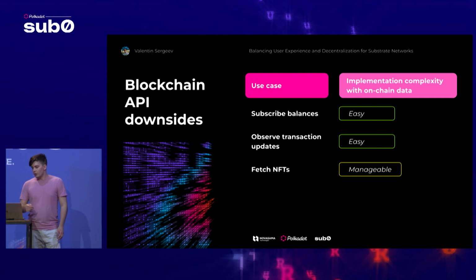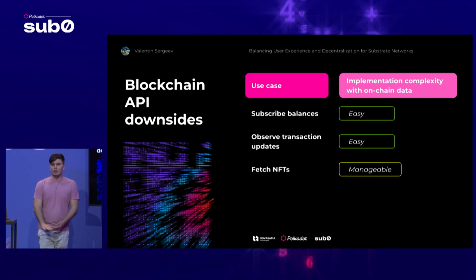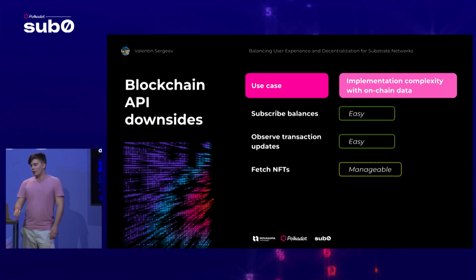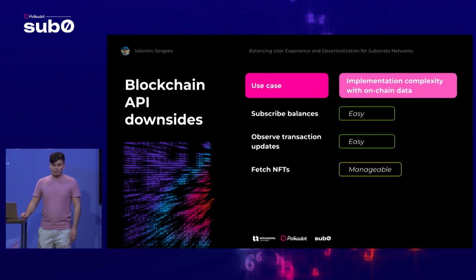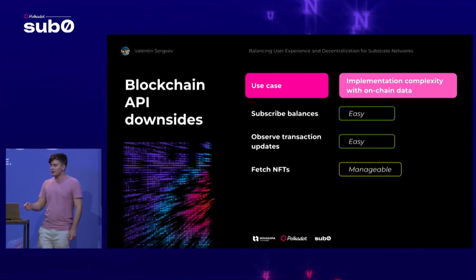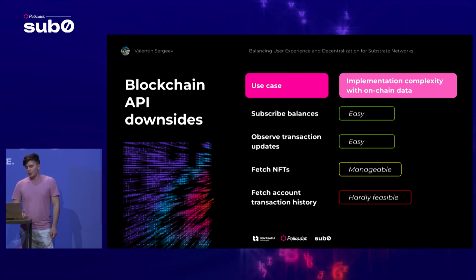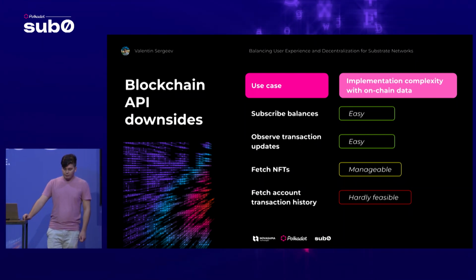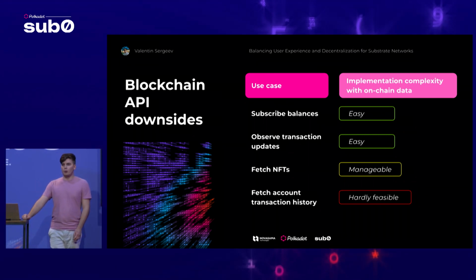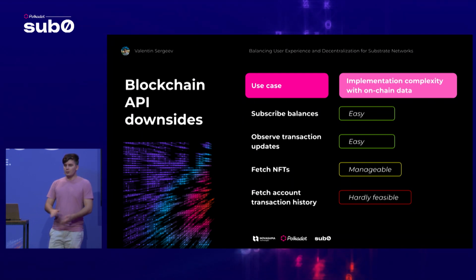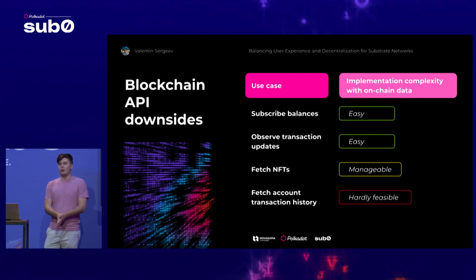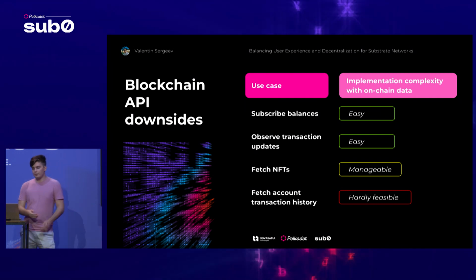However, things start to get more interesting when you, for example, try to fetch NFTs. It is pretty easy on some of the chains, like Statemine, which is a Polkadot parachain. But on others, like Ethereum, it becomes more complex and requires a lot of manipulations on the client side to achieve. And finally, there are some use cases which are hardly feasible on the client application side. For example, in order to fetch your transaction history from on-chain, you would basically have to analyze all the block storage and find relevant extrinsic transactions, which is obviously not achievable in a reasonable amount of time.